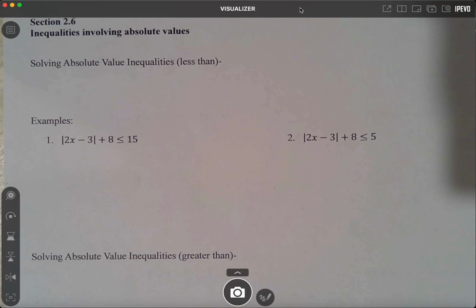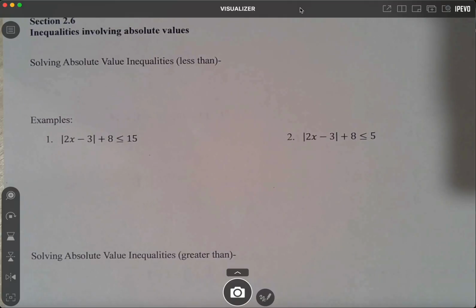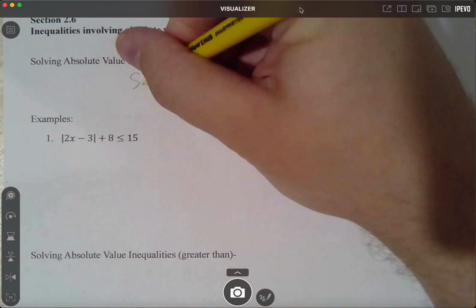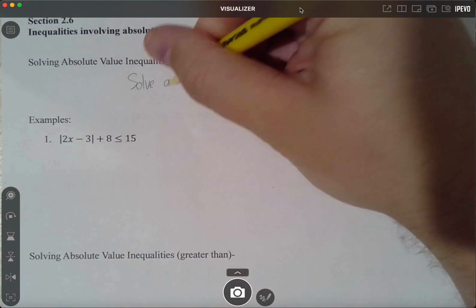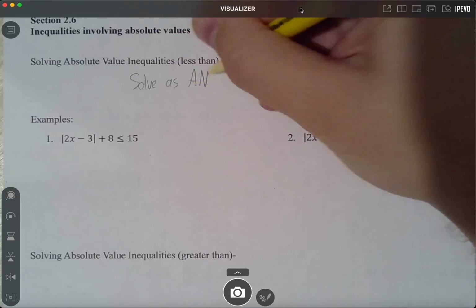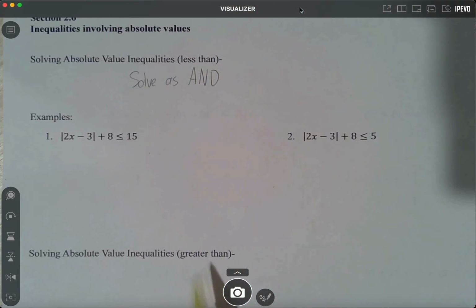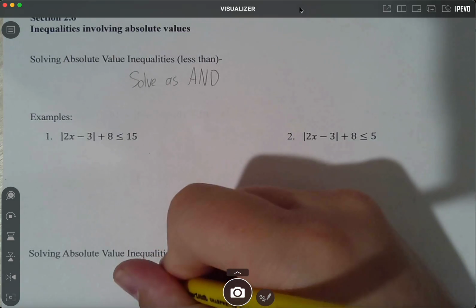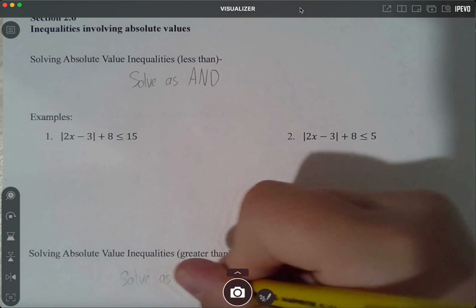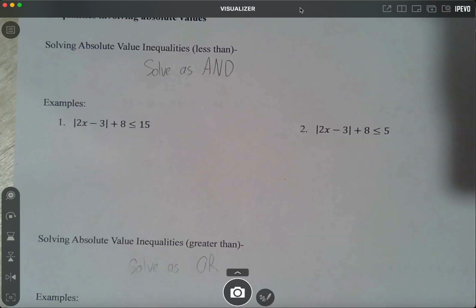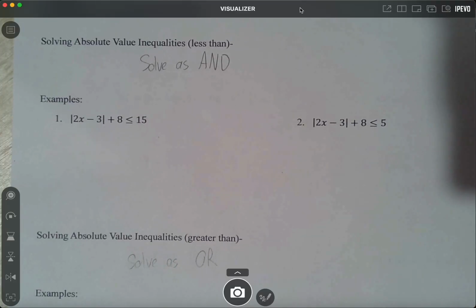And here's what we need to know about absolute value inequalities. For the less than inequalities, they solve as and, for the greater than inequalities, they solve as or. All right, again, that's the one new step. Now let's see what happens.